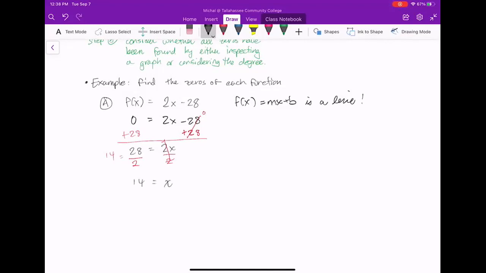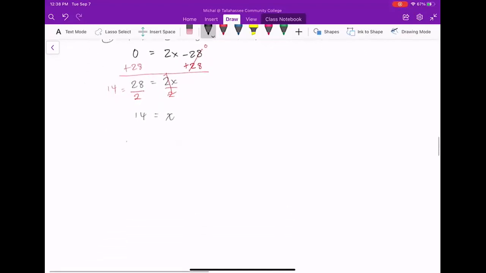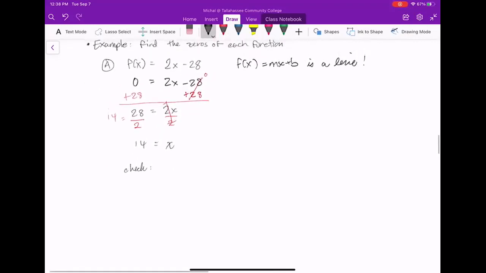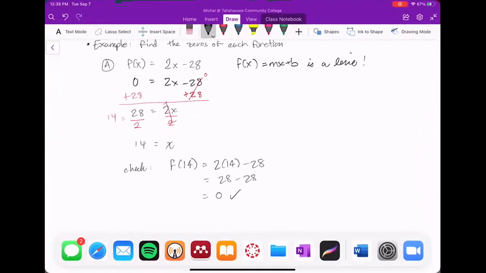So when x is equal to 14 in the original equation, f of x is equal to 0. And we can check that by substituting 14 back into the original equation. f of 14 is equal to 2 times 14 minus 28. Well, that's just the same as 28 minus 28, which is definitely equal to 0. So our correct zero for this function is x equals 14. And I said earlier that we could also check by confirming on a graph. So I'm going to go to the Desmos software now.